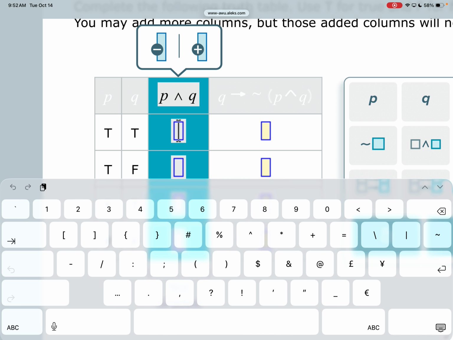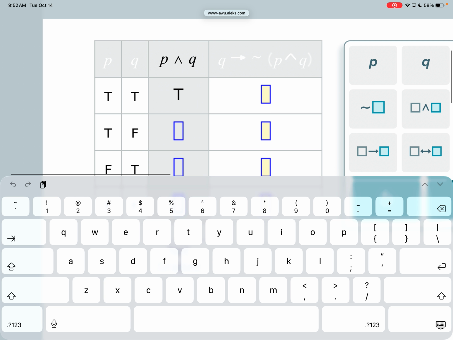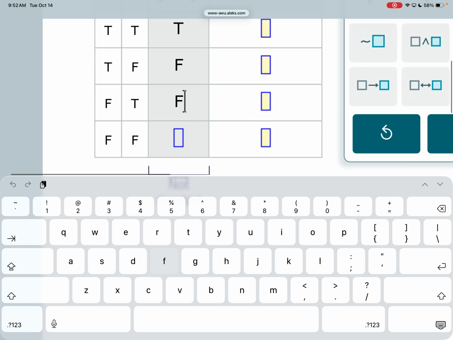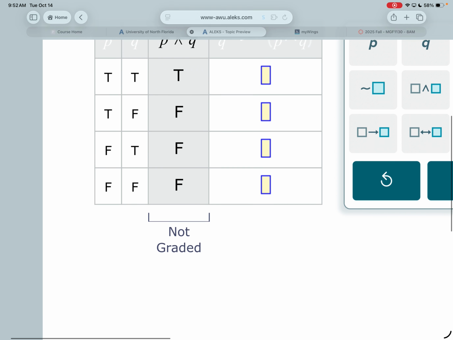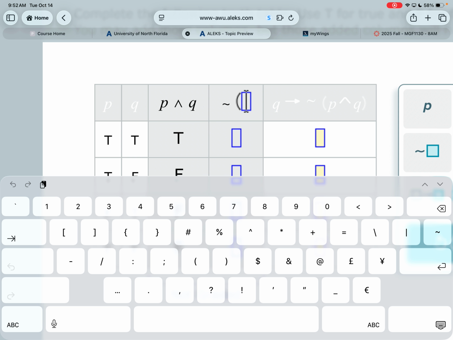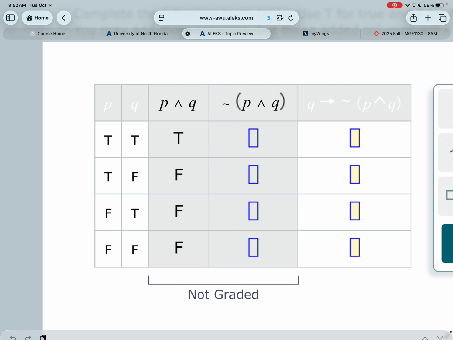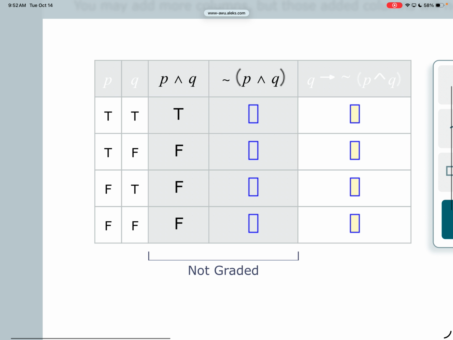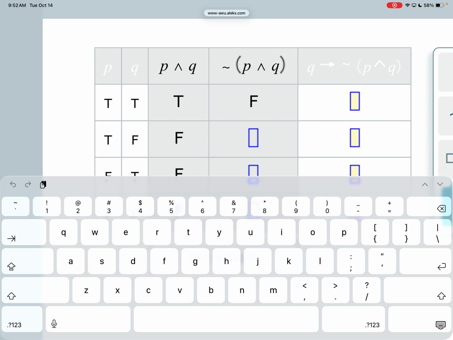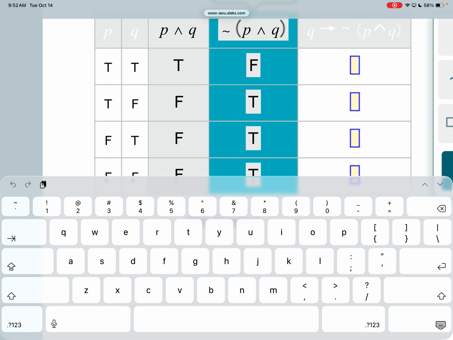So the first thing I'm going to do is find P and Q. The rule for and, it's only true if they're both true. So true, false, false, false. Okay. Now I need to find the squiggly of that. Such technical math talk when I say squiggly all the time. So I'm doing the not of the column that I just did. So I'm doing the opposite of this column. So I do false, true, true, true. Okay.